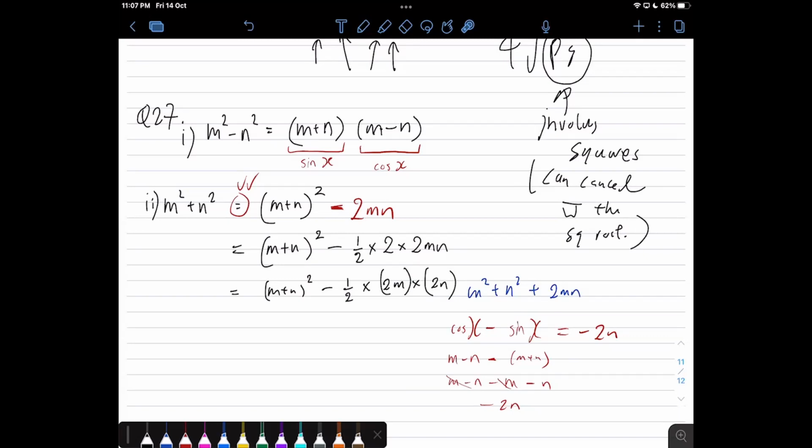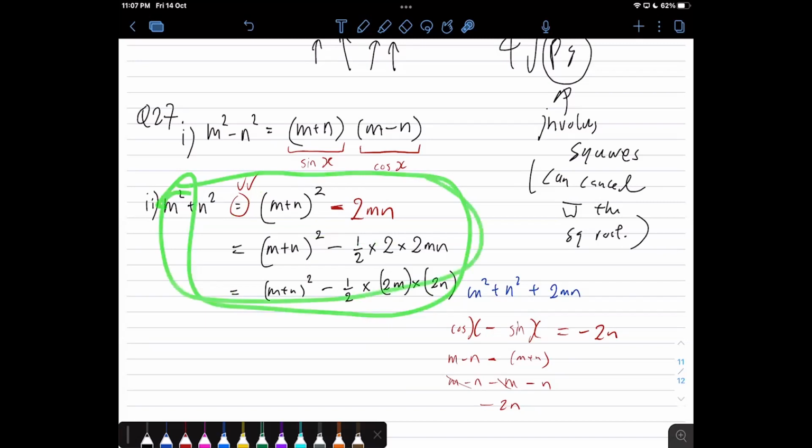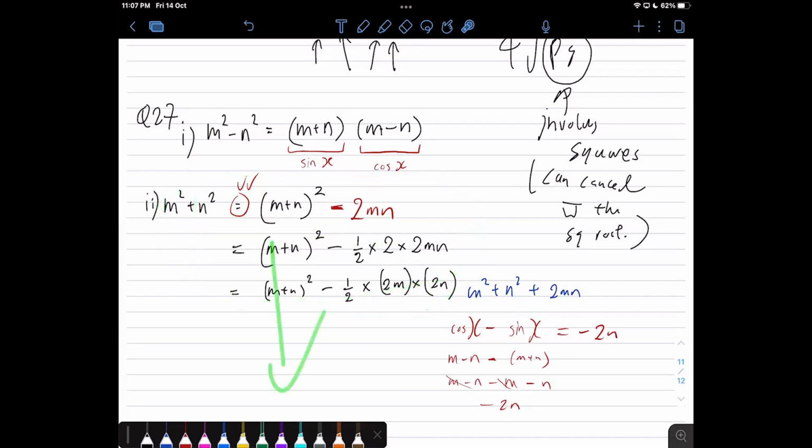Now I gave you like 80% of the work already for part 2. Now you just do the rest. Or you can try on your own without looking at the hint. Okay? That's all.